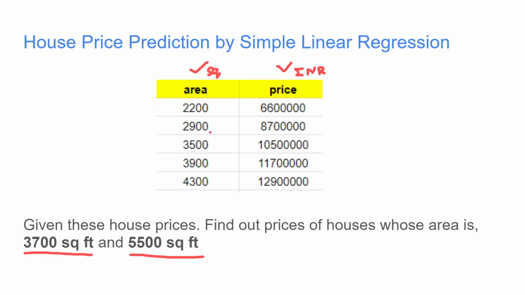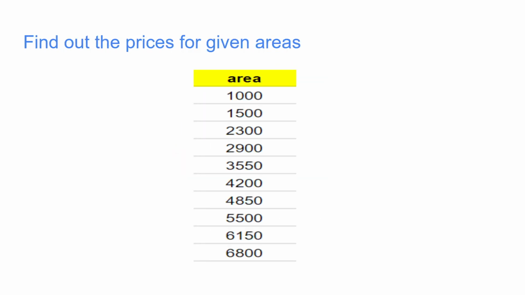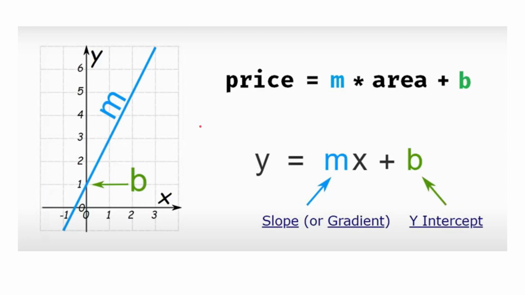Using this, I am going to show how it will predict the prices for these two areas. Before entering into the Jupyter notebook, I'll clarify that the equation is y equal to mx plus b. Here we have the x-axis and y-axis, and this line is the slope. The m is the slope, and b is the intercept point.